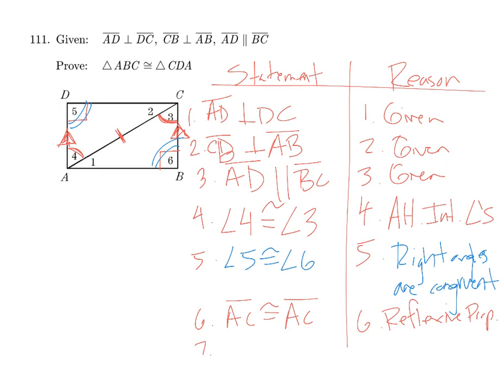And now part 7. I have triangle ABC is congruent to triangle CDA. By which shortcut? AAS. Done.